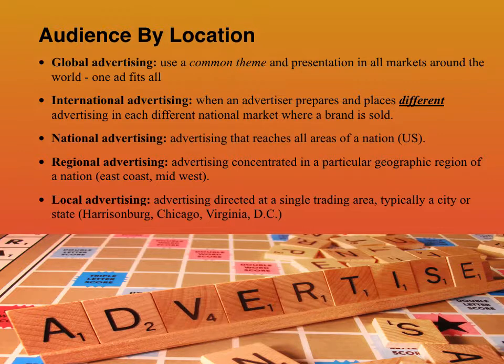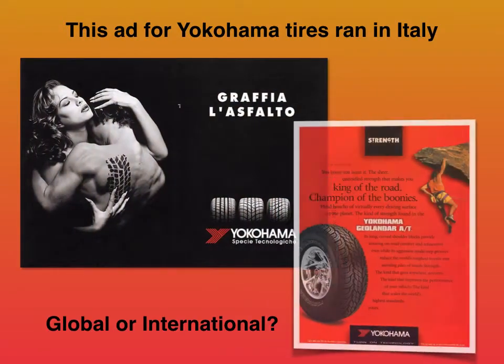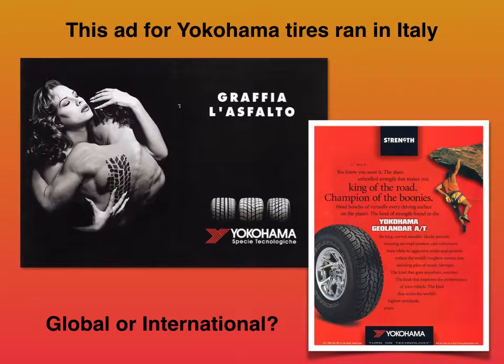So here's an example. This ad for tires ran in Italy. Do you think it's international or global advertising? The translation here is scratch the asphalt. This is international advertising because they have two different creative strategies. Your creative strategy is what you want the target to take away from the ad. The first one was prepared and ran in Italy for Italy. And then the second one was prepared and ran in the US for the US. So this would be an example of international advertising.